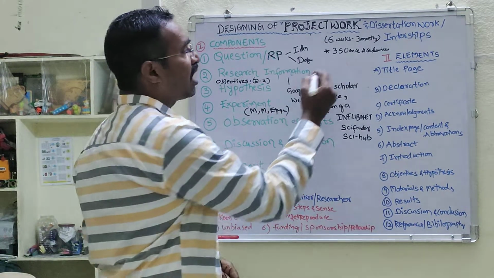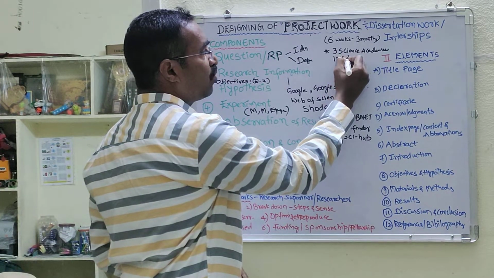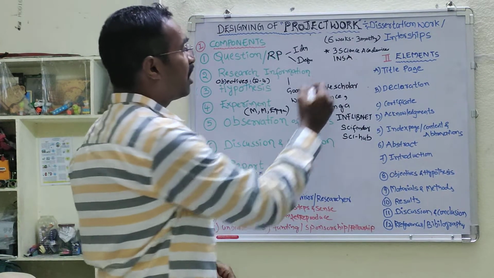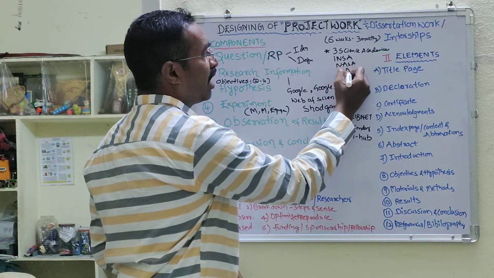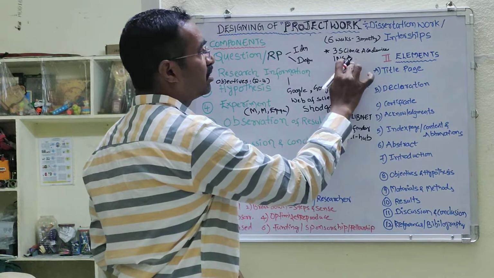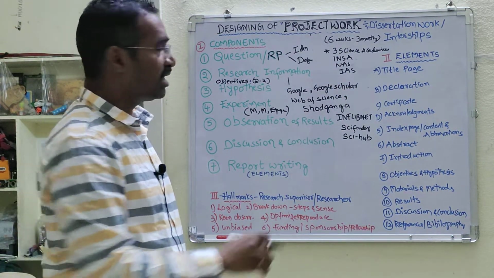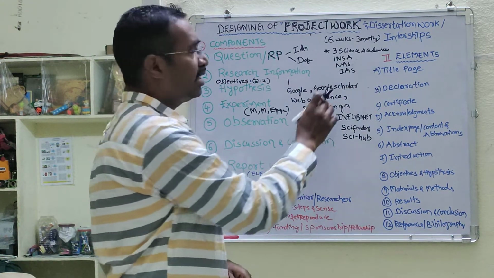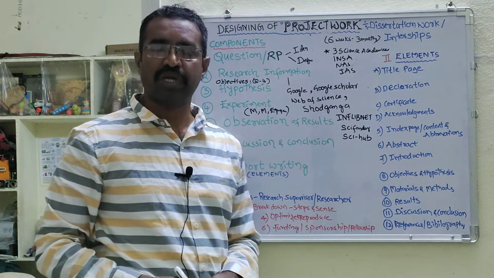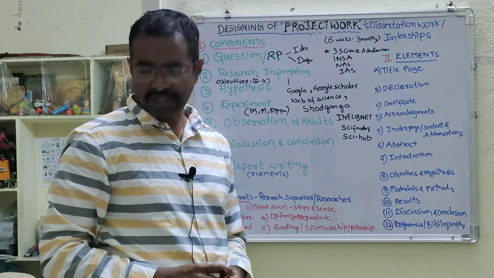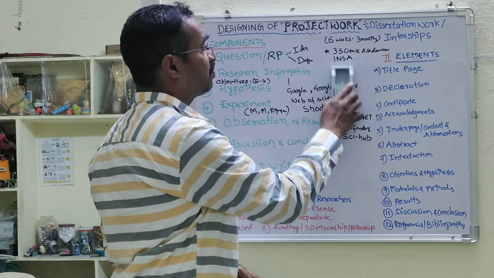The 3 science academies which come up with the notification are INSA, NASI, and IAS: the Indian National Science Academy, National Academy of Sciences, and Indian Academy of Sciences. This is the prestigious fellowship you can apply for. Not only this, you can also apply for other fellowships or notifications which are going to come.